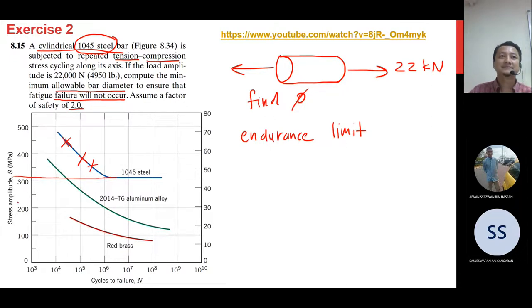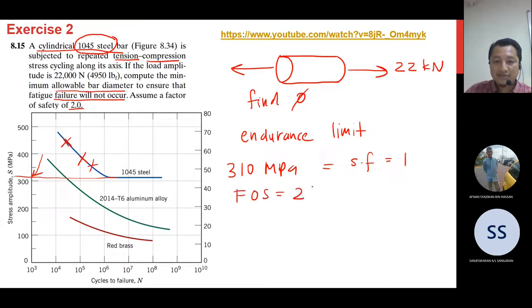Ha, gitu. Kamu kena design banyak tu ya. Itu berapa lebih kurang? 310 megapascal. Itu safety factor. Safety factor is equivalent to 1. Bukan, factor of safety 2 lagi ya. Kalau factor of safety sama dengan 2, maksudnya 310 ni kena bahagi 2 lagi. Maksudnya kamu kena lowerkan lagi. So kamu design 155 megapascal sahaja.